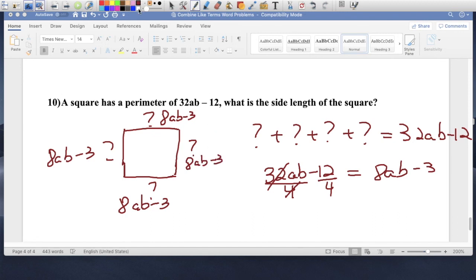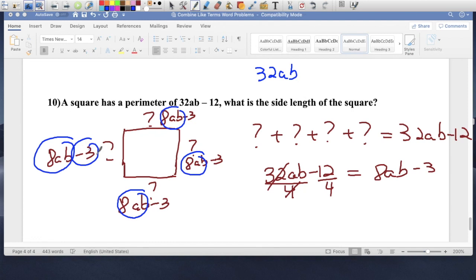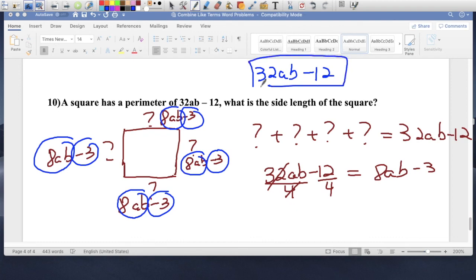Well, if you don't believe me, let's add them. If I were to combine like terms, I would add all these sides, right? So the like terms, 8ab plus 8ab plus 8ab plus 8ab gives me 32ab. And then negative 3 plus negative 3 plus negative 3 plus negative 3 will be negative 12. And guess what? That is what the perimeter is anyway, right? Okay, that's it.